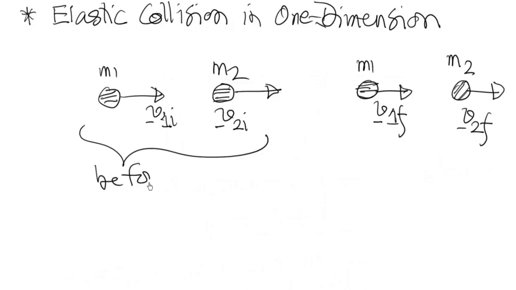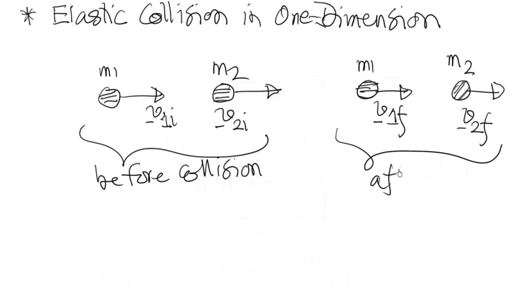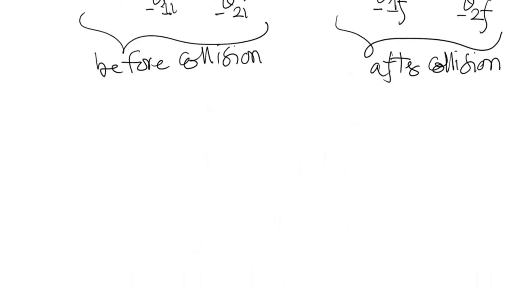Before collision, and this is after collision. Okay, so this is one dimensional. The particles are moving along this straight line. Now we have two conservation relations.